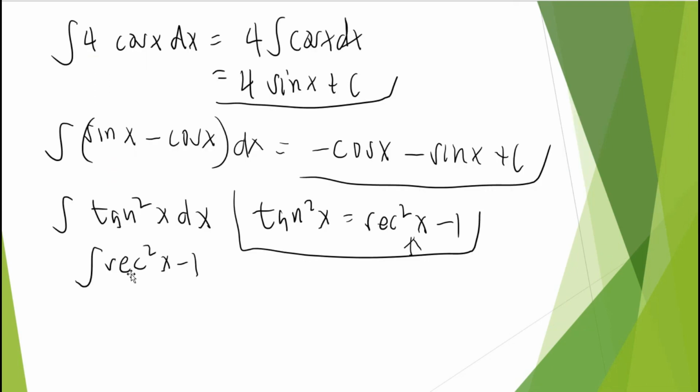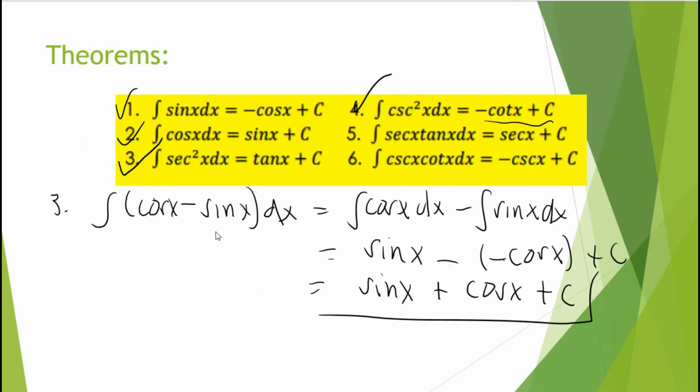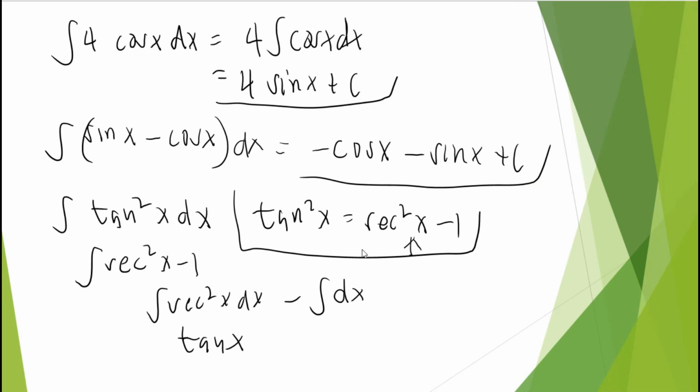Okay? So, dalawang function siya. I-integrate natin yung secant squared x at saka yung 1. So, integral of secant squared x is tangent x. Nandito sa formula natin. And then minus integral of dx, which is just x. And then we place plus c lagi sa dulo. So the final answer is this one.